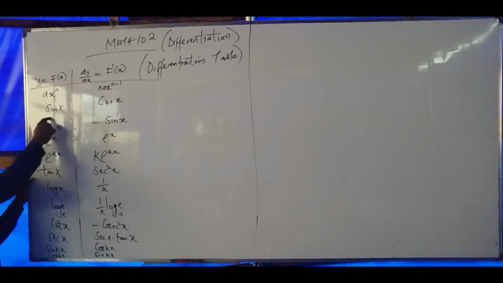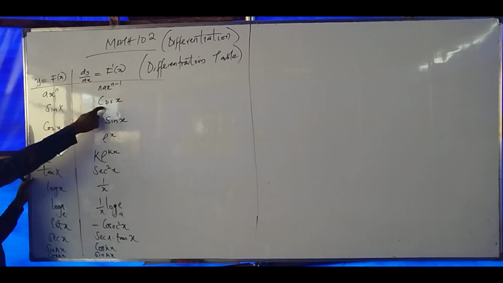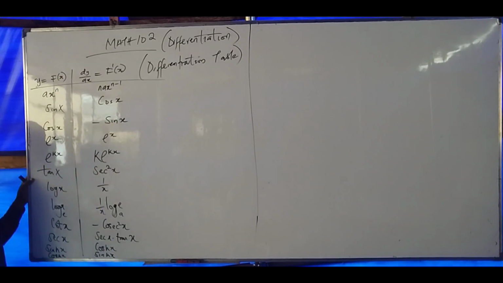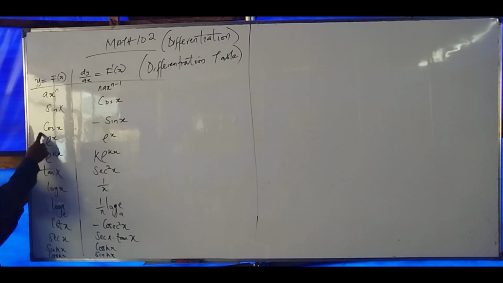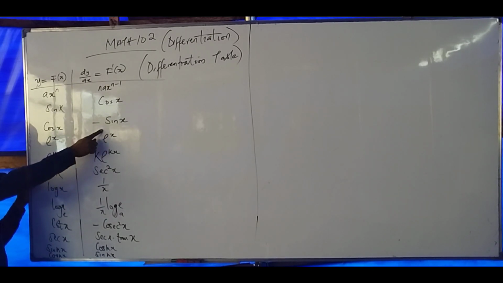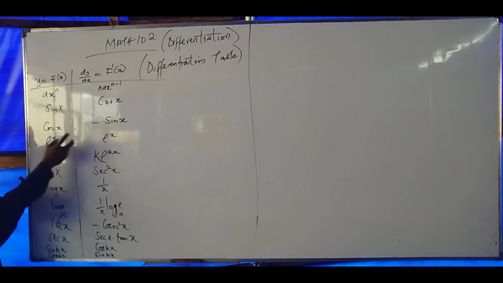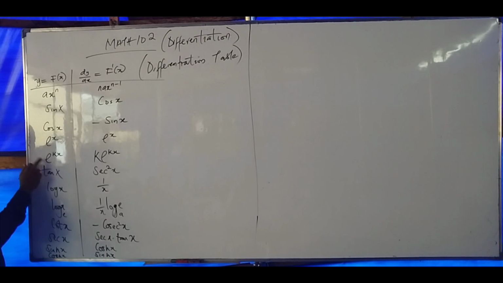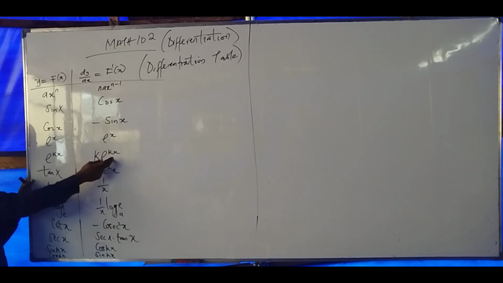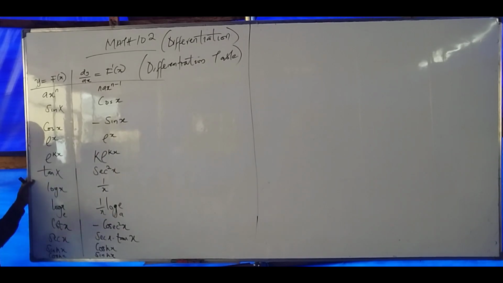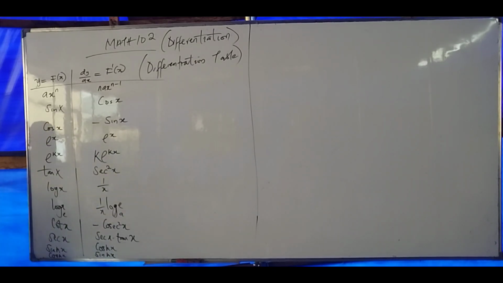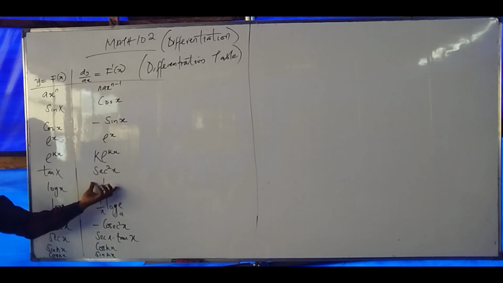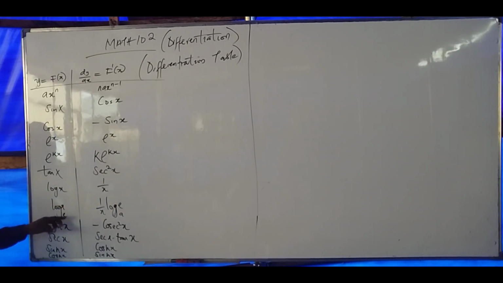Then for this, the rule says whenever you differentiate sine x, the answer is cos x. If we differentiate cos x, we have minus sine x. When we differentiate exponential x, you have exponential x. This does not change. If you differentiate exponential kx, you have k exponential kx. If you differentiate tan x, we have sec squared x. If you differentiate log x, we have 1 over x. If you differentiate log x base a, it is 1 over x log a base e.